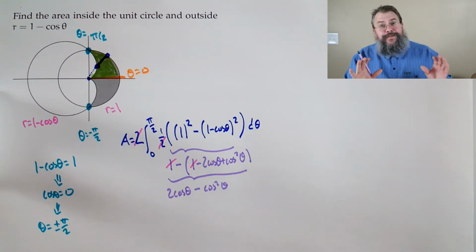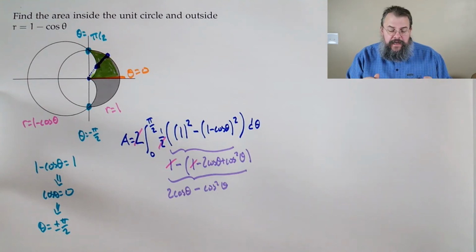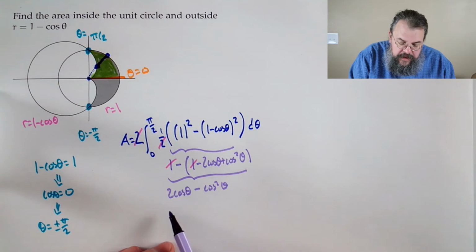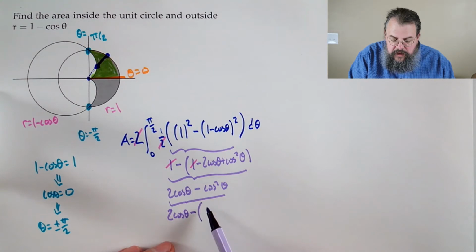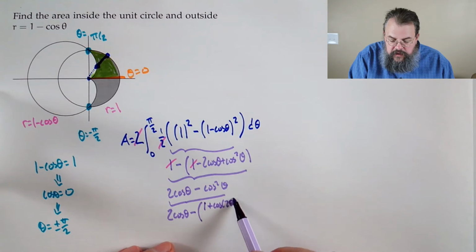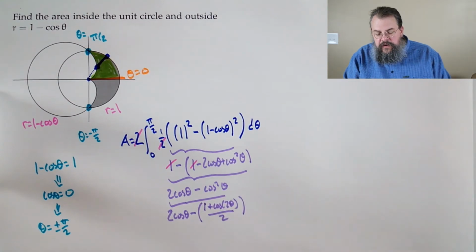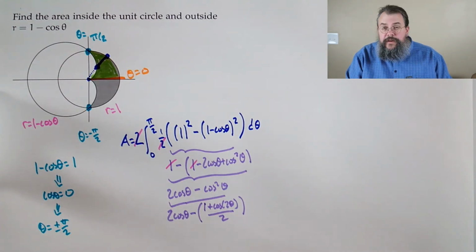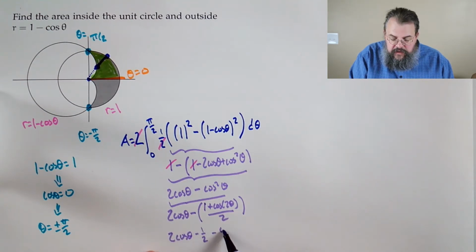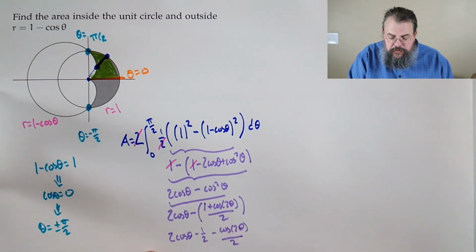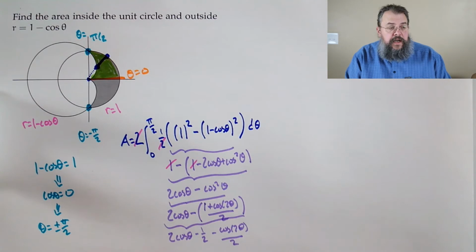Cosine squared could use some work. So what do we do with that? Well, we say there's a double angle identity. So this becomes the 2 cosine theta minus, and cosine squared is 1 plus cosine 2 theta over 2. All right. So that's what we have. Of course, we can simplify it. So this is really 2 cosine theta minus a half minus cosine 2 theta over 2. All right, so there's our inside, as simple as we could reasonably hope for.